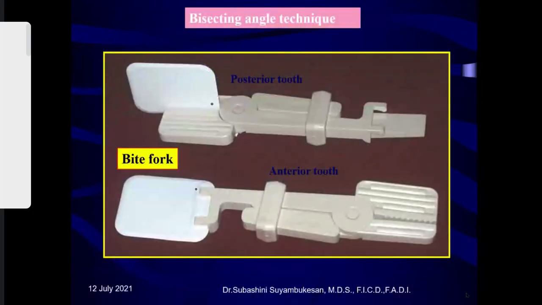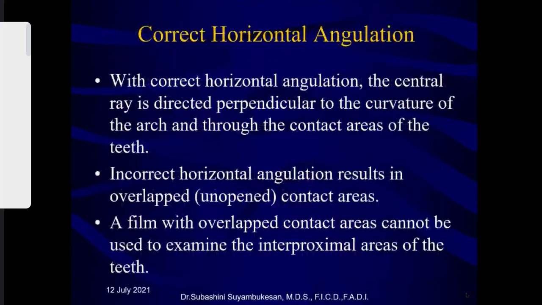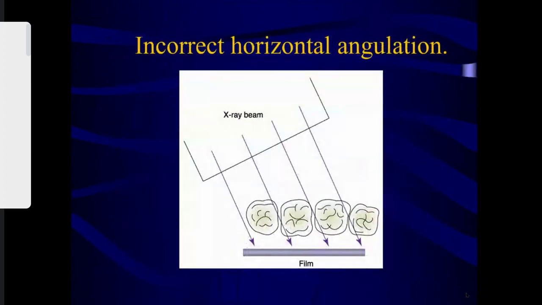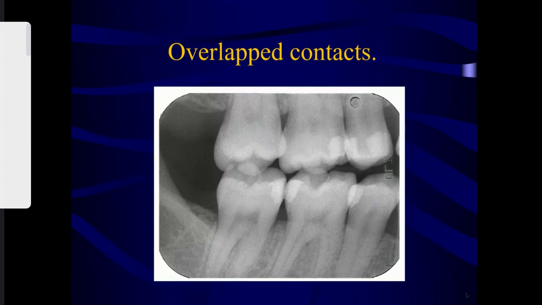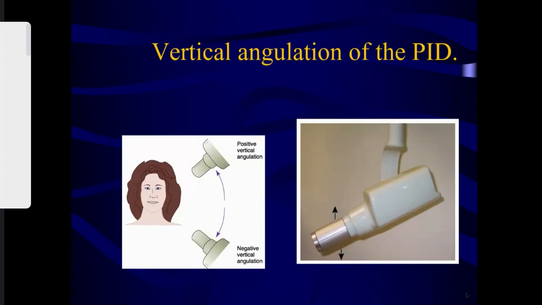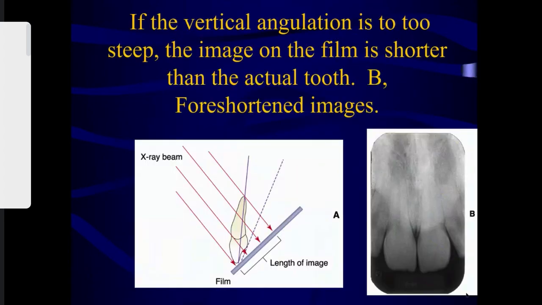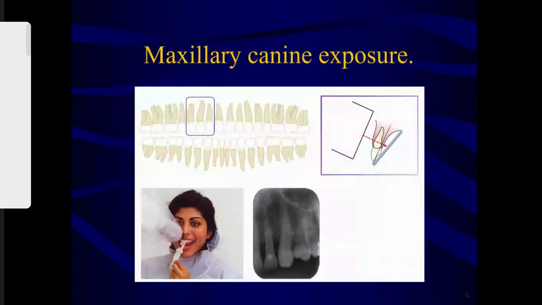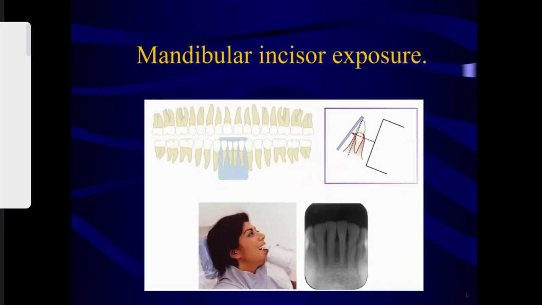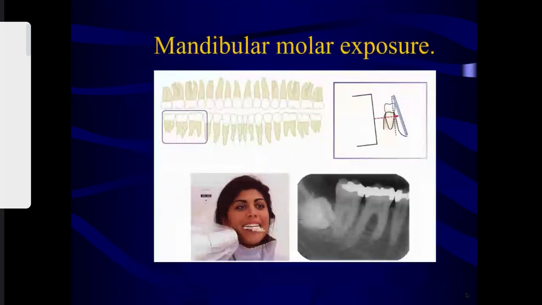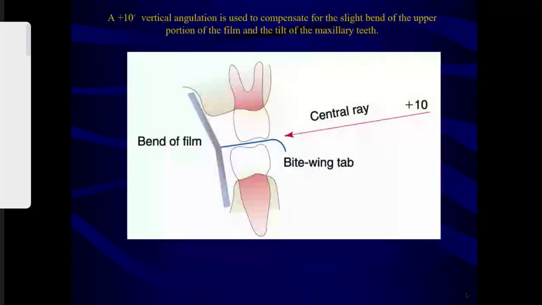This is what we use for bisecting, and you should know what horizontal angulation is. If your horizontal angulation is not proper, you will have overlapped contacts. And you have vertical angulation, positive vertical angulation for maxillary, negative for mandibular. And you all know when you get elongated and foreshortened images. Then you have bite wing. For bite wing, don't say it is 0-degree angulation. What is the angulation for bite wing? 10-degree, positive 10-degree angulation.